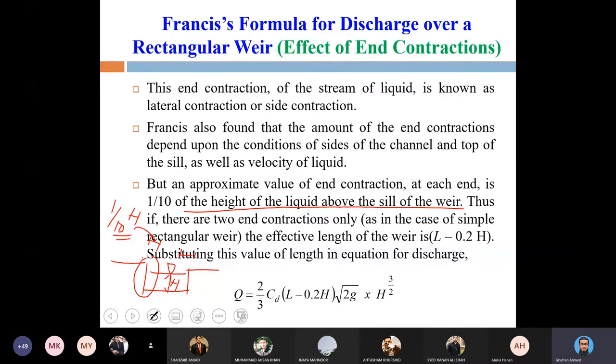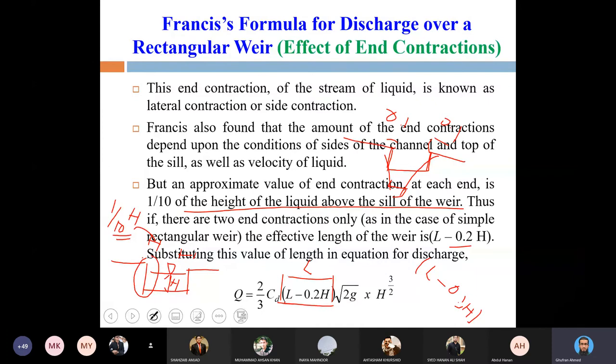Okay, so in a normal weir with two sides, just like we have two sides here, then the end contraction, or you can say the effective length of the stream of liquid, would be L minus 0.2 h. 0.2 कैसे आया? 0.1 इधर से है और 0.1 इधर से है. So you need to write L minus 0.2 h instead of L in the previous formula for one particular weir.